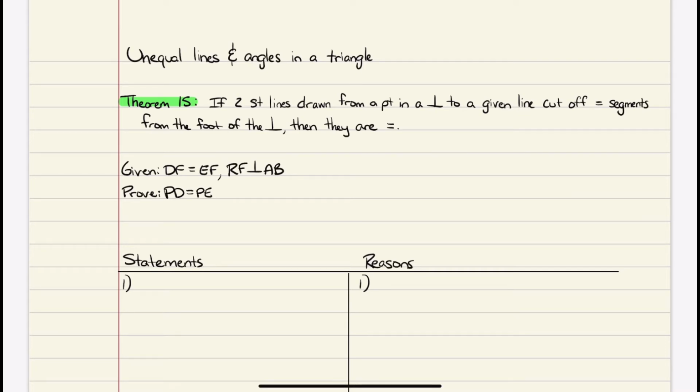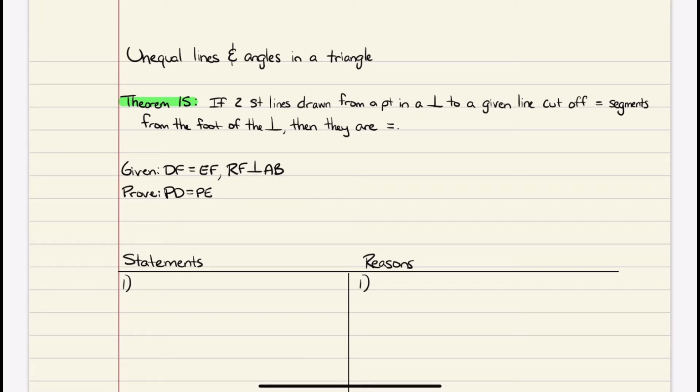So let's just get right on into it. We're talking about unequal lines and angles in a triangle, and we're on Theorem 15. I hope this is going to be a good help to all of you who use this. Let's talk about Theorem 15.